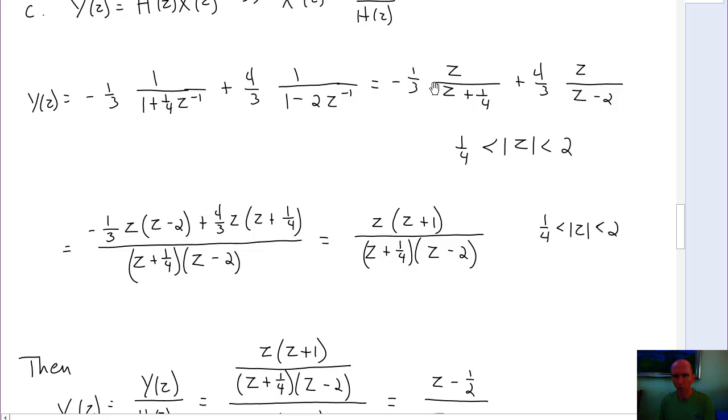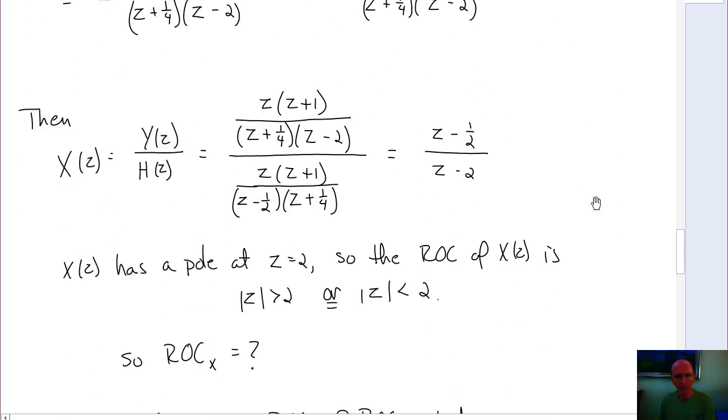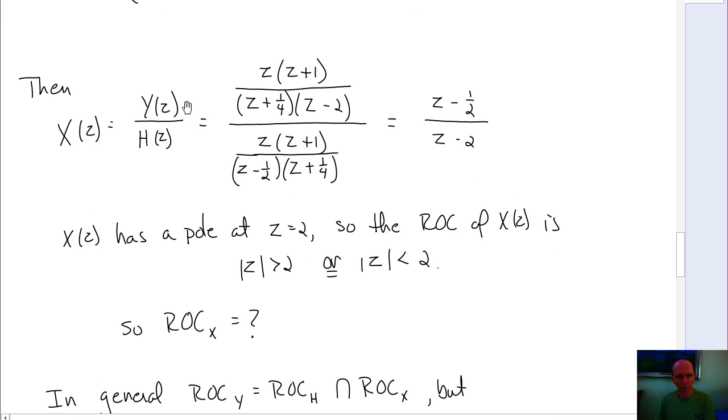Now, let's join these two terms together and we'll simplify it to get something like this. So this is our y of z, and this is the region of convergence of y of z. Now, let's solve for x of z. We divide y of z by h of z.